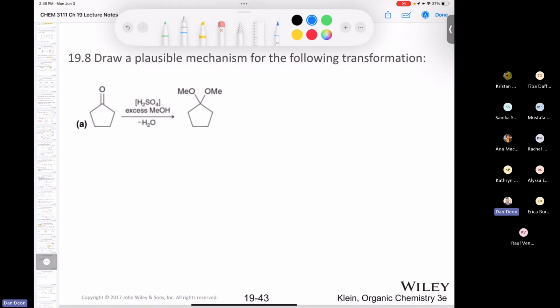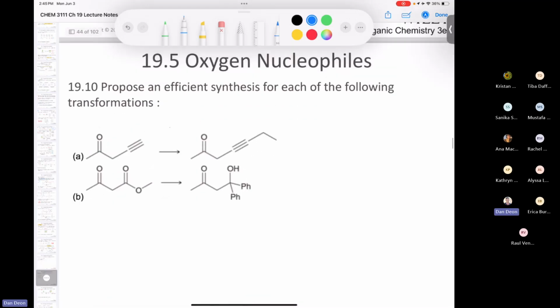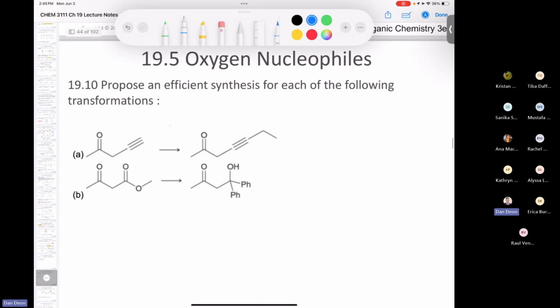This is a pretty involved mechanism, but it is something that we've seen. We have a strong acid catalyst, so we're going to protonate here to make the oxonium. I'm going to walk through this with you in a few minutes, but I would like you to take a look at it and try it yourself. I don't think there's anything straightforward in organic chemistry, but I think that these questions are doable.